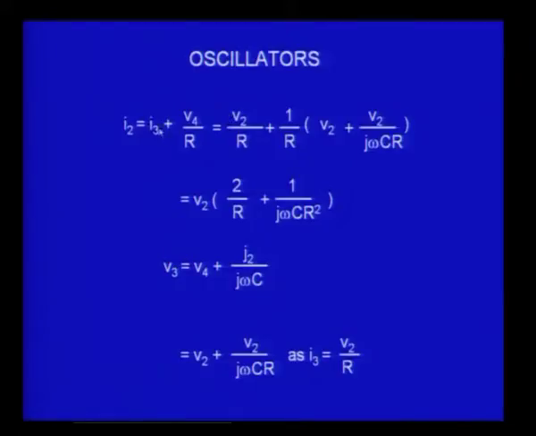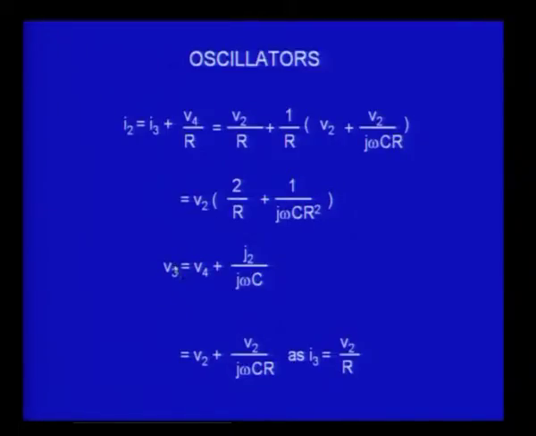So I now substitute for I3, which we have already got, and I3 is V2 by R plus 1 by R into V2 plus V2 by j omega c R, that is V4. We have calculated this. So when you now combine and simplify this, V2 is common everywhere, V2 into this is 1 by R, this is 1 by R, 2 by R plus 1 by j omega c R square, these two R will become R square. So this is what you get.